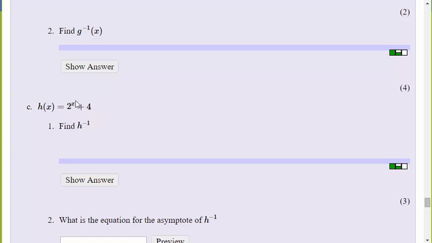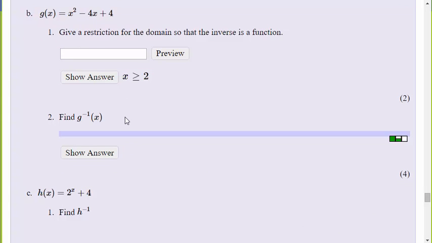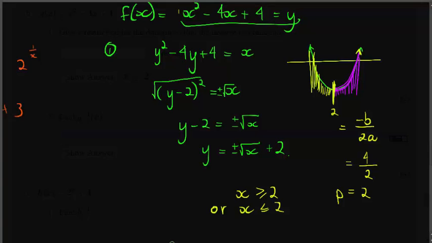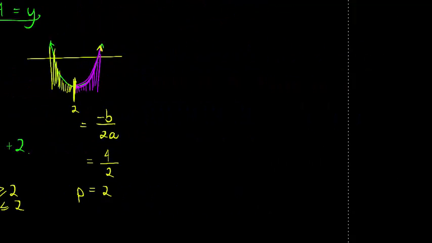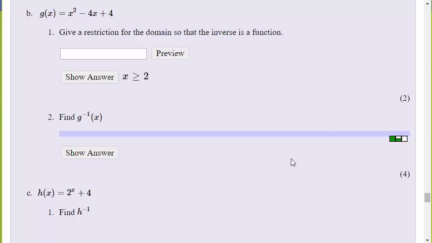How about you guys try this one again on your own? So let's look. So we have y is equal to, what was it? Actually, let me just go here. I've got the answer here.